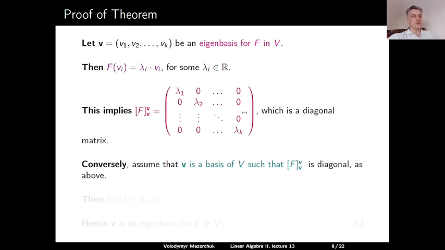Conversely, assume that bold V is a basis of our vector space V such that the matrix of f in this basis is diagonal, namely the matrix which we have here, with elements lambda 1, lambda 2, and so on up to lambda k on the diagonal. Then, by the same argument as a minute ago, f applied to vi is equal to lambda i times vi. Therefore, each element vi in our basis bold V is an eigenvector for f, and hence this bold V is an eigenbasis for f in V. And this completes the proof of the theorem.